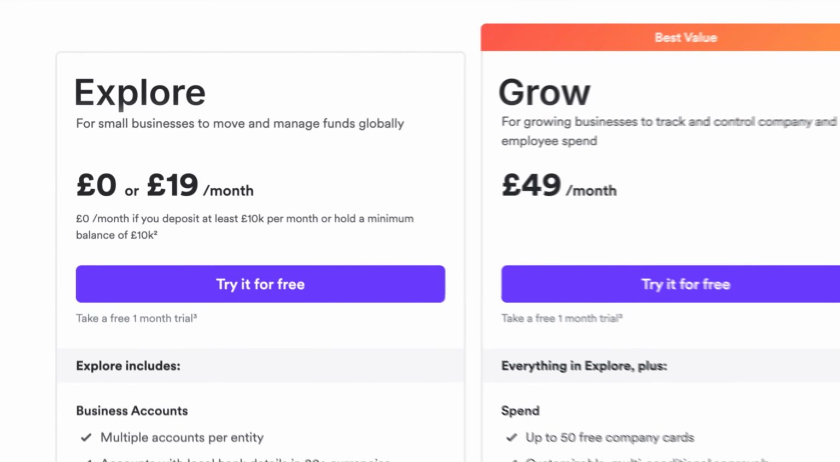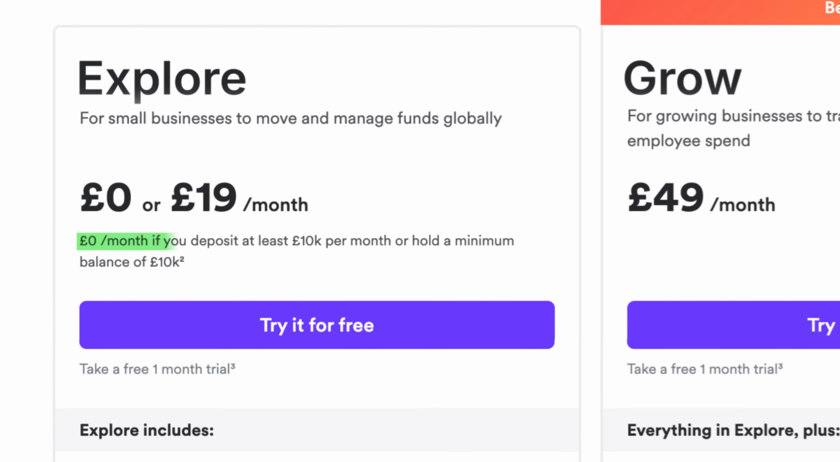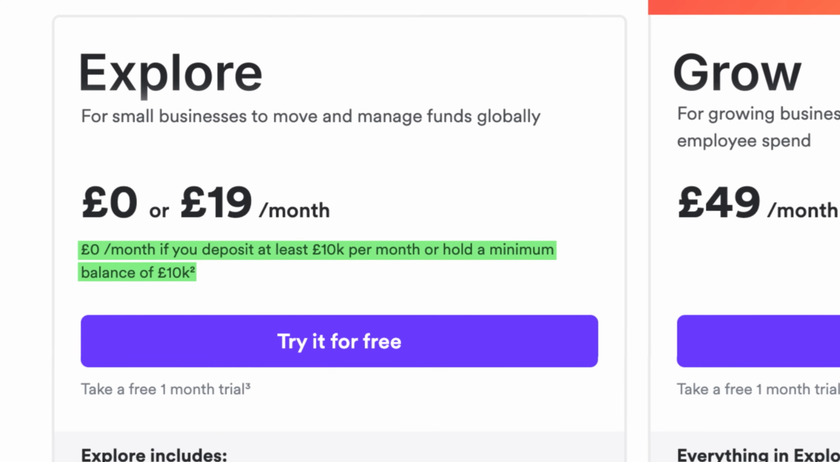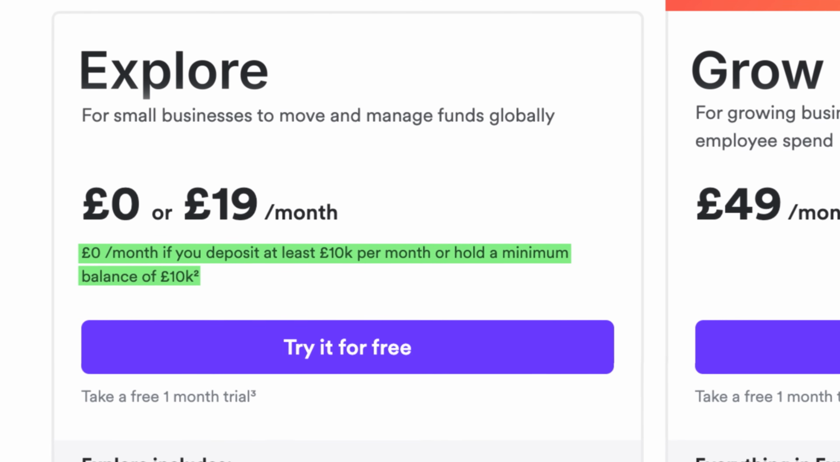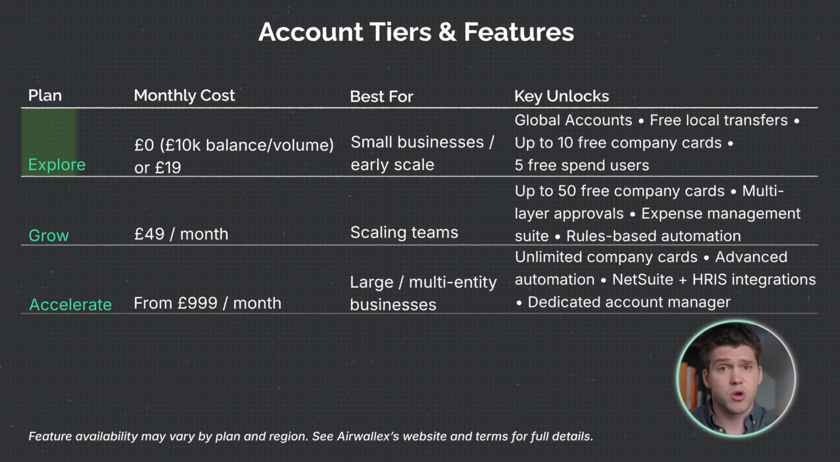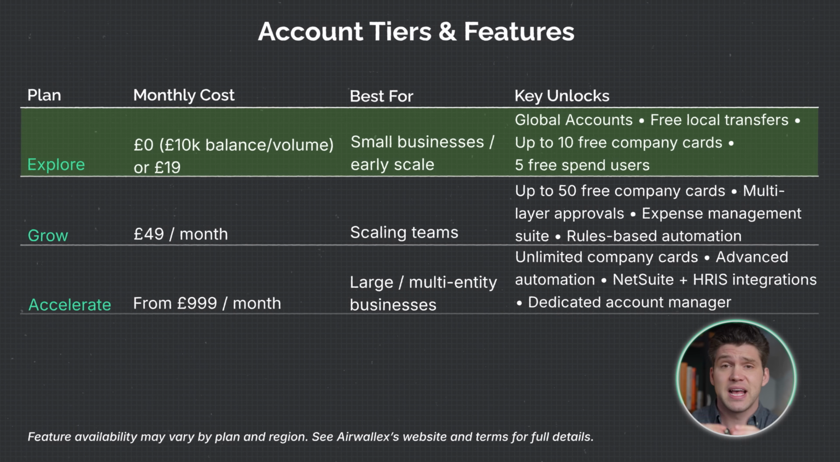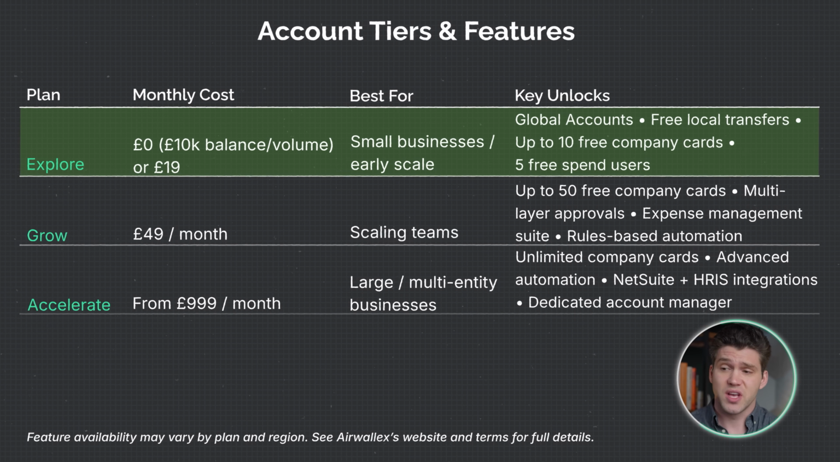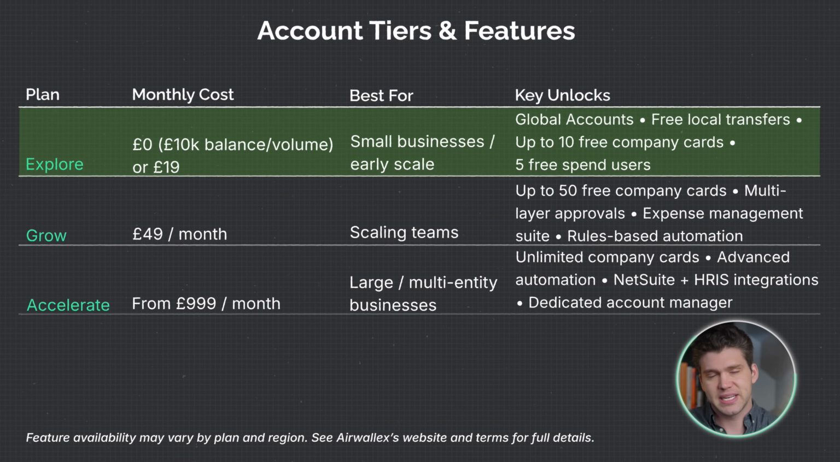Explore is entry level, and it can actually be free if you're holding or processing at least £10,000 a month. If you fall below that, it's £19 per month. And for that, you get most of what we've already discussed. So global accounts, you have unlimited free local transfers in major markets, and up to 10 company cards, including 5 active spend users. So it's genuinely a very strong free tier, or potentially free.